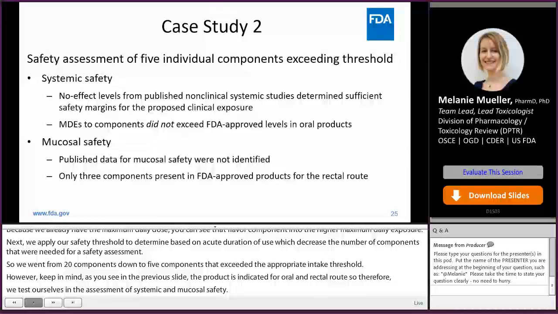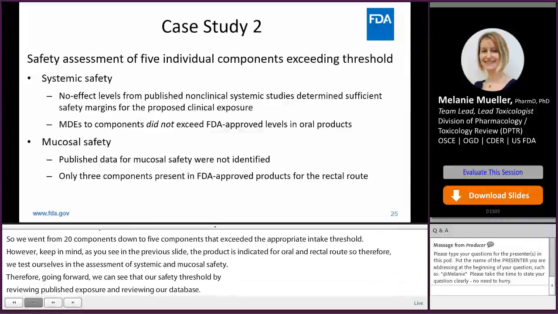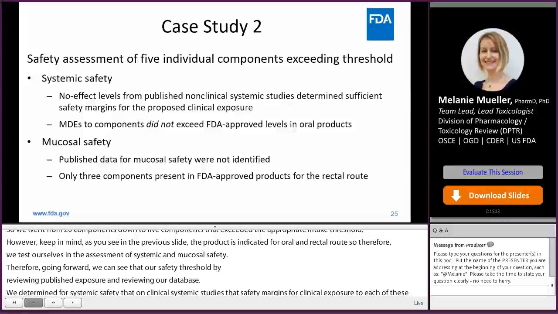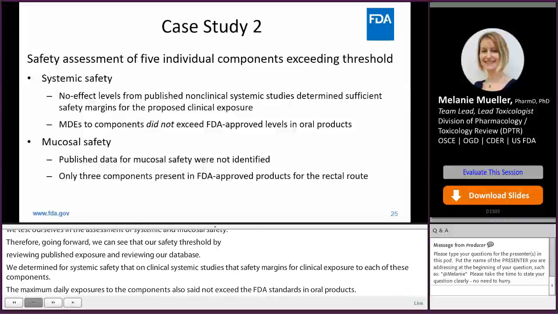Our review determined for systemic safety that no effect levels from published non-clinical systemic studies determined sufficient safety margins for the proposed clinical exposure to each of these 5 individual components. The maximum daily exposures to the components also did not exceed FDA-approved levels in oral products. However, for the mucosal safety, we did not identify any published data for any of these components, and only 3 of these components are present in FDA-approved products for the rectal route.